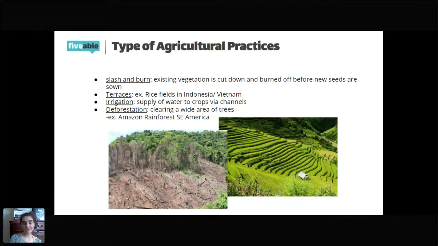Yes, for farmland, and obviously to use the timber from the trees, and to make space.